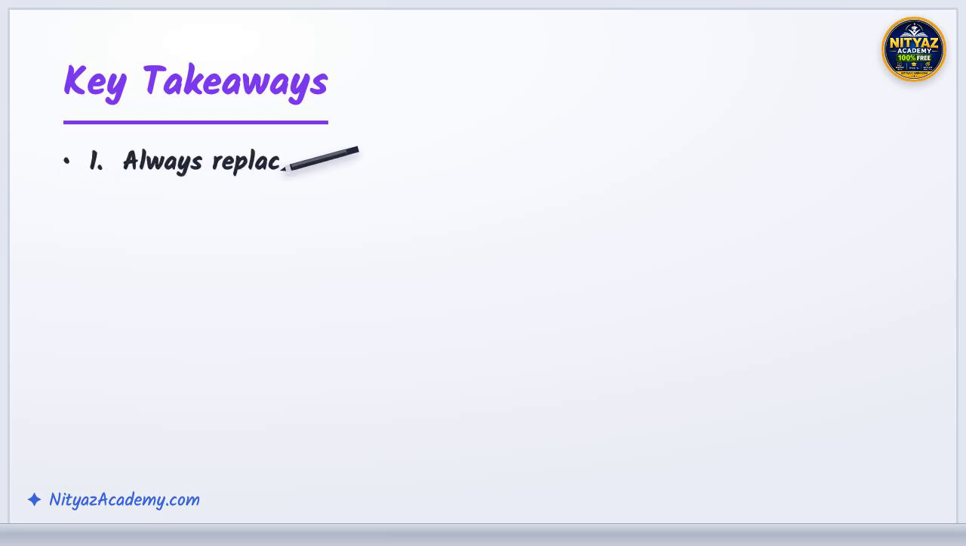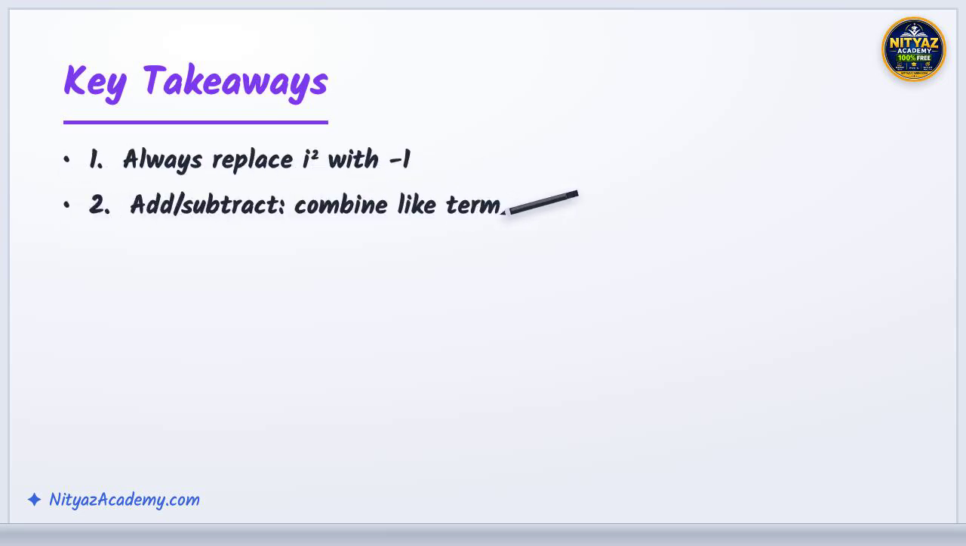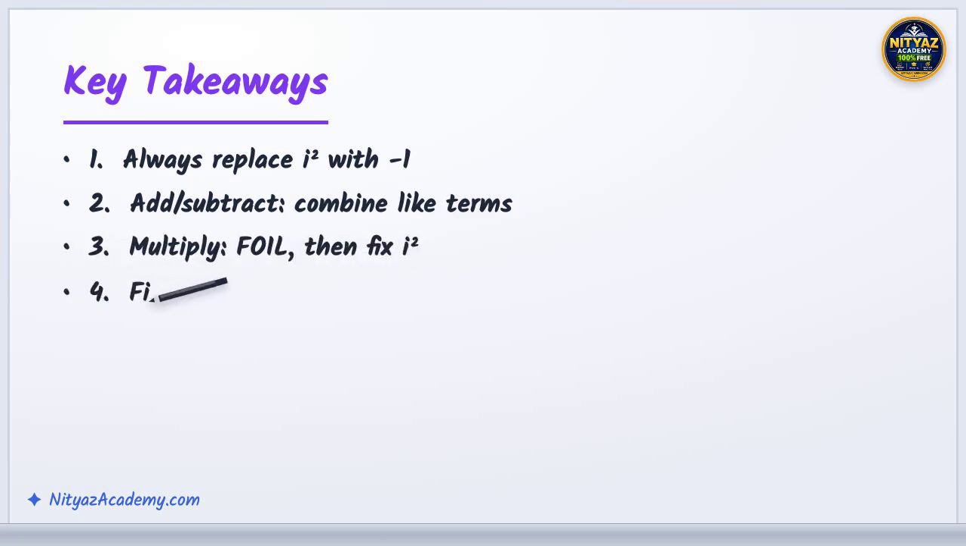So on test day, here's your plan. 1. Anytime you see i squared, immediately replace it with -1. 2. To add or subtract, just combine like terms, reals with reals, and imaginaries with imaginaries. 3. To multiply, FOIL it out, and then fix every i squared. 4. Write your final answer in a plus bi form. Master that, and complex numbers are free points.